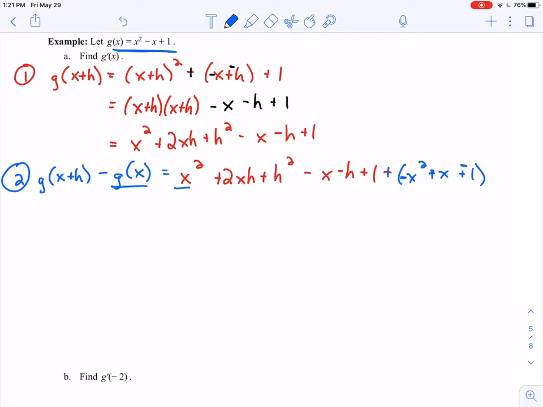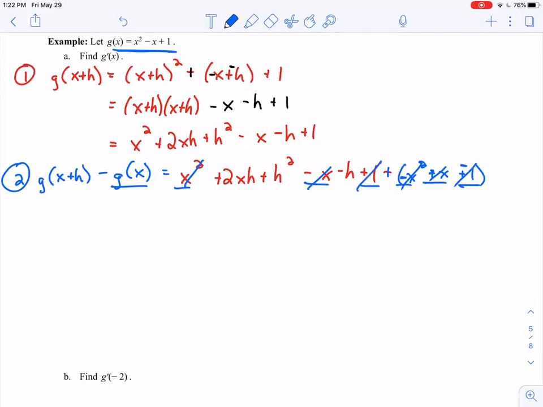So we have x squared plus negative x squared. Well, those two are going to cancel. Negative x plus positive x, those two are going to cancel. Positive 1 plus negative 1, those two are going to cancel.